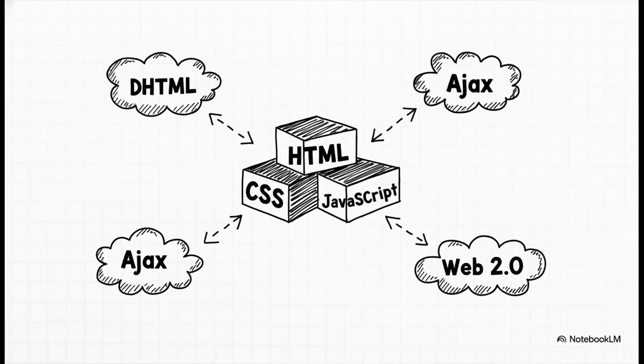You know all those tech buzzwords you might have heard over the years, like DHTML, Ajax, Web 2.0, even HTML5? Well, here's the secret. They all boil down to this. At their heart, they're just new, clever ways of combining that same core trio: HTML, CSS, and of course, JavaScript.